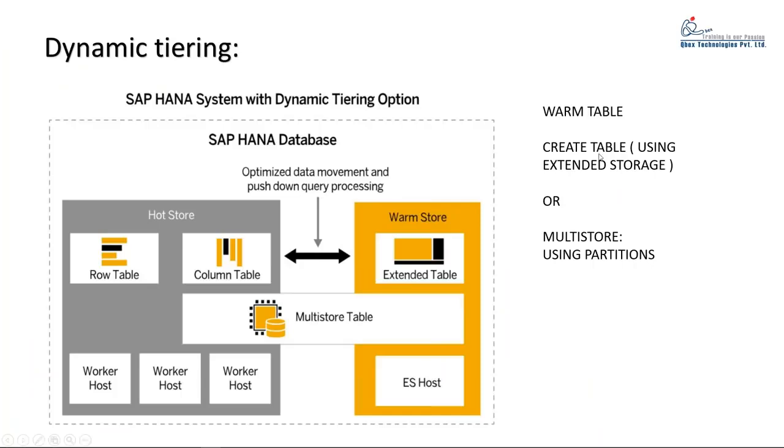Look at this. When you say create table using extended storage, the table is created here. Look at the extended table: the table itself is stored in the extended storage. But a multi-store table is stored in hot as well as warm.